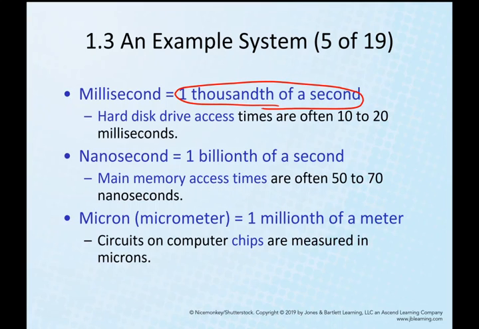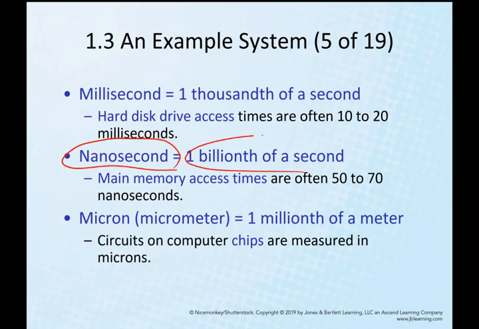Hard disk drive access time. We all know what a hard drive is. Hard drive access time is often 10 to 20 milliseconds. So when we want to access data on a hard drive, it usually takes 10 to 20 milliseconds. A nanosecond is one billionth of a second, and it is the main memory access time.